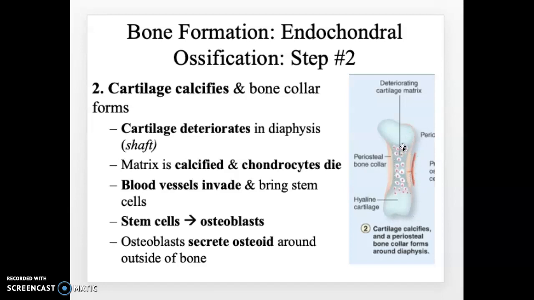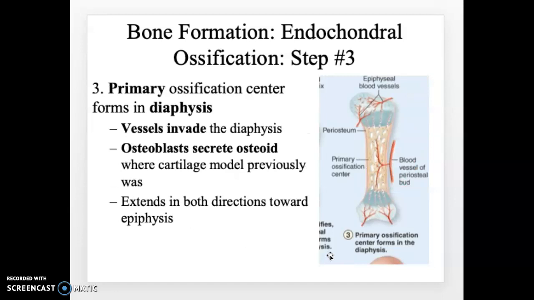So on the inside, the cartilage starts to deteriorate, chondrocytes die, blood vessels come in. When the blood vessels come in, they bring with them the osteoprogenitor cells, the stem cells that turn into osteoblasts, and then osteoblasts start secreting osteoid tissue around. And then we get the formation of the primary ossification center, which is in the center of the bone. And this extends, it starts growing towards either end of the bone.